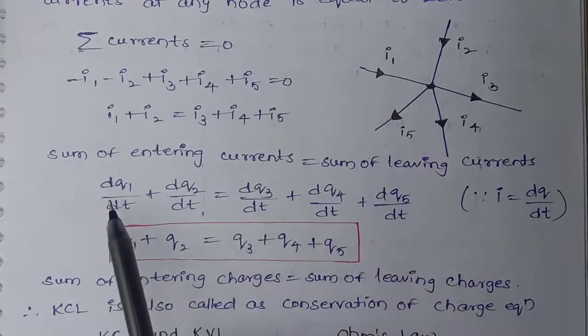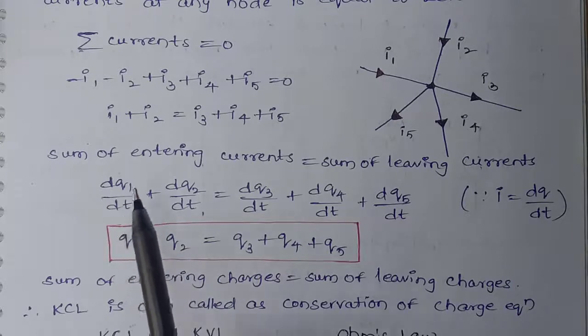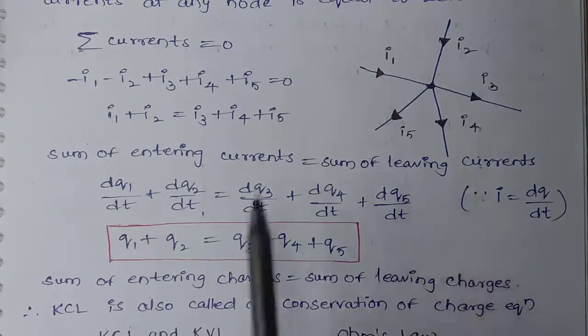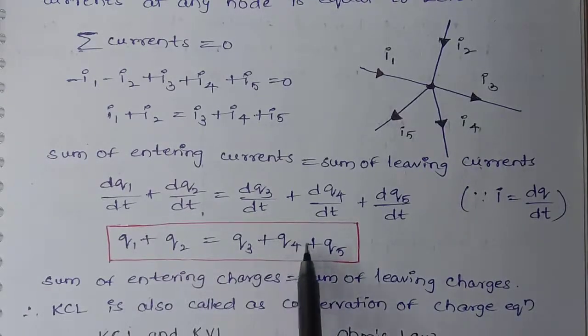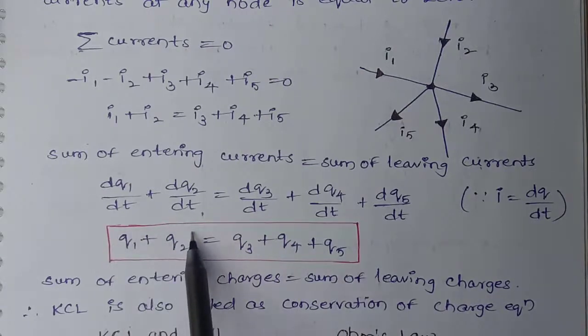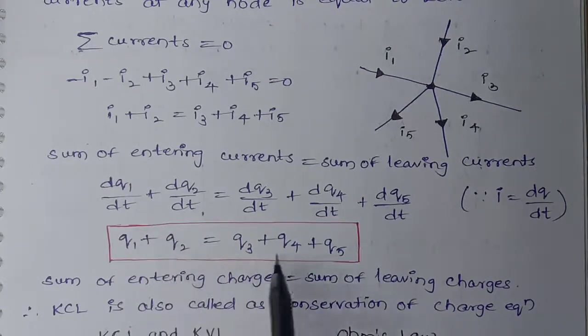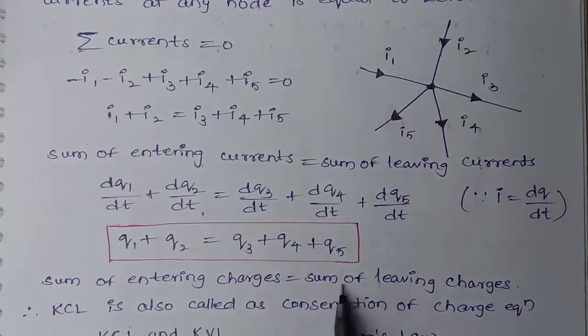If I cancel out the dt from both sides of this equation, we will get q1 plus q2 is equal to q3 plus q4 plus q5. That means the sum of the entering charge is equal to the sum of the leaving charge, which is also called the conservation of charge equation. KCL is also called the conservation of charge equation, right? This is about KCL.